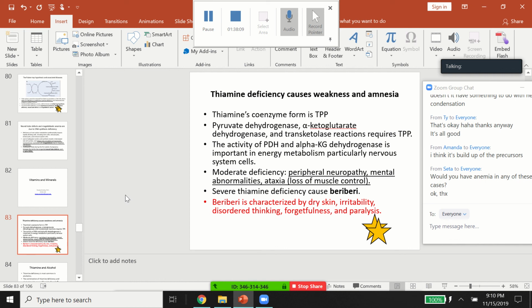It's going to be your typical person that has a thiamine deficiency. But beriberi. So what is beriberi? Well, you get that from severe thiamine deficiency. Okay, so beriberi is characterized by dry skin, irritability, disordered thinking, forgetfulness, and paralysis. I just remember the red statement that beriberi is associated with thiamine deficiency, and yeah.